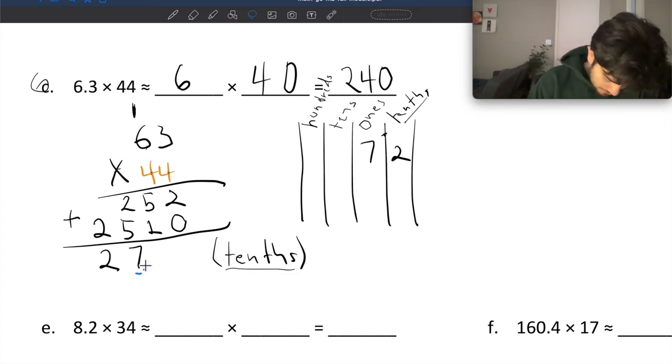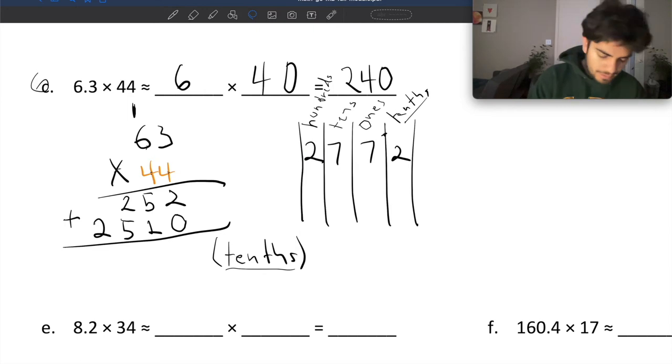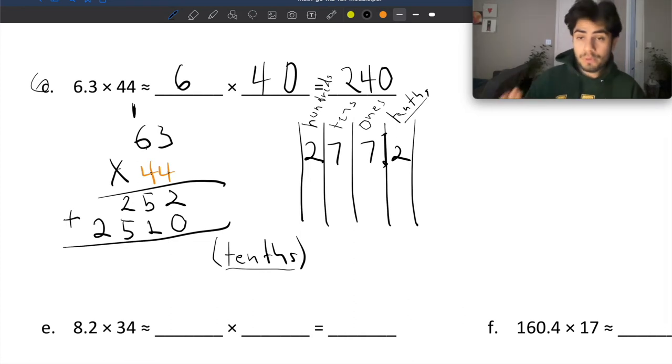You get your 7, you bring your next 7, you bring your next 2 here. Okay, and your last step is to simply bring down your decimal point, and your answer is 277 and 2/10. Okay, that's the, I guess, longer way.